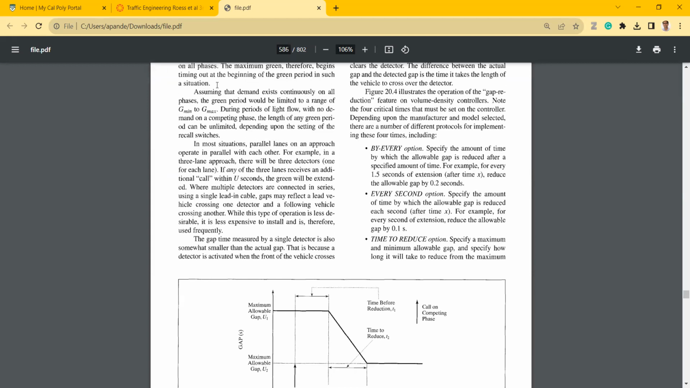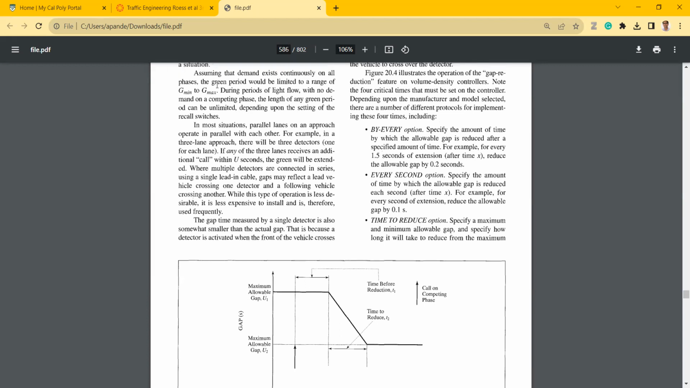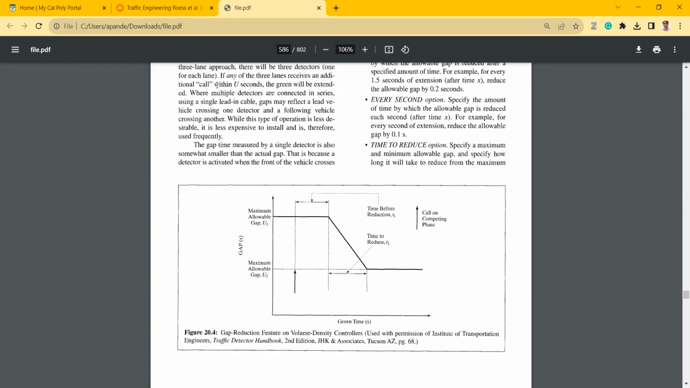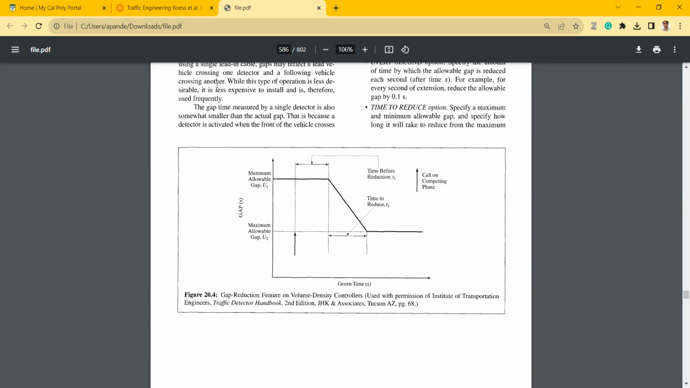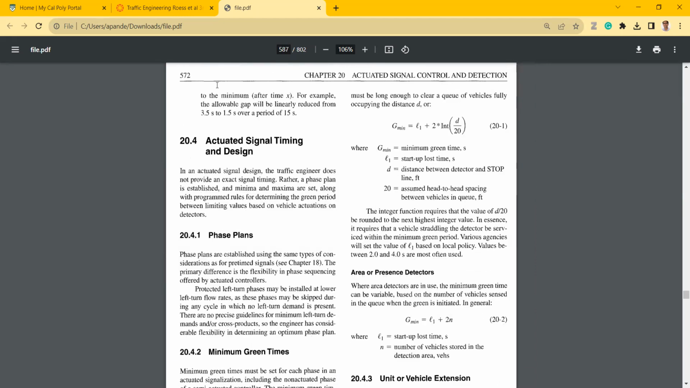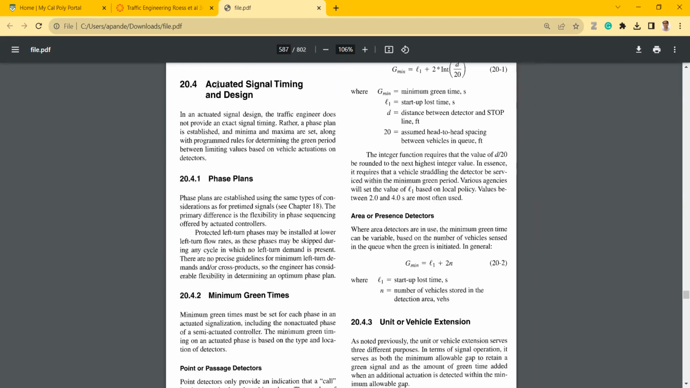So let's see. I want to talk about this. And again, these are the gap reduction features. We're going to skip that. But now let's actually go through this process of actuated signal timing and design. That's your homework problem pretty much, right? So that's what we're going to work on.